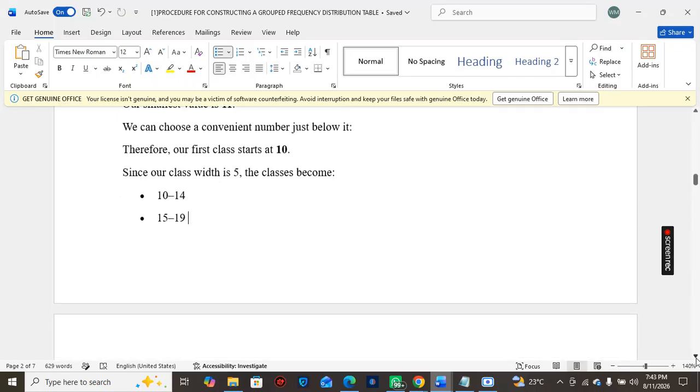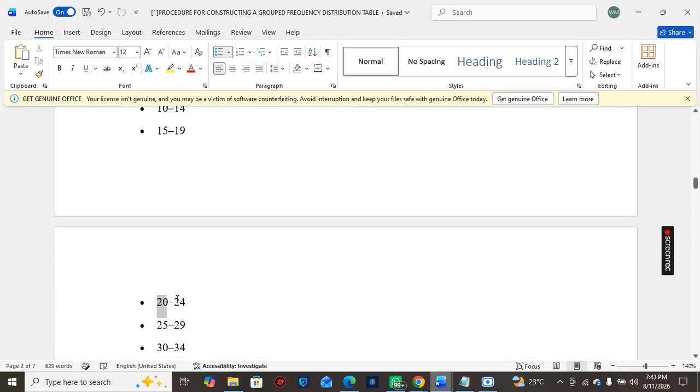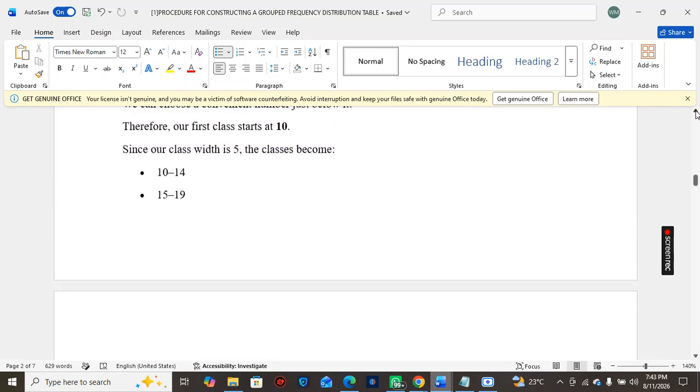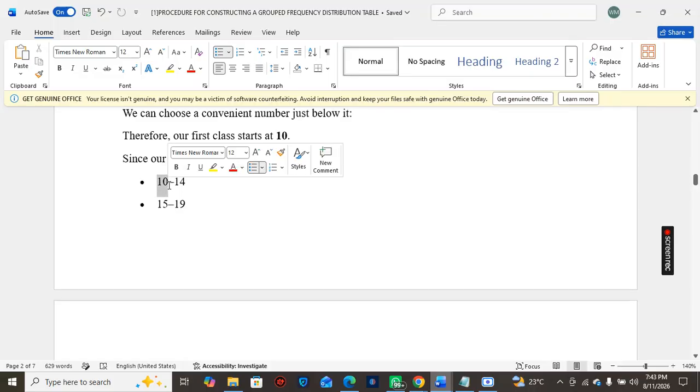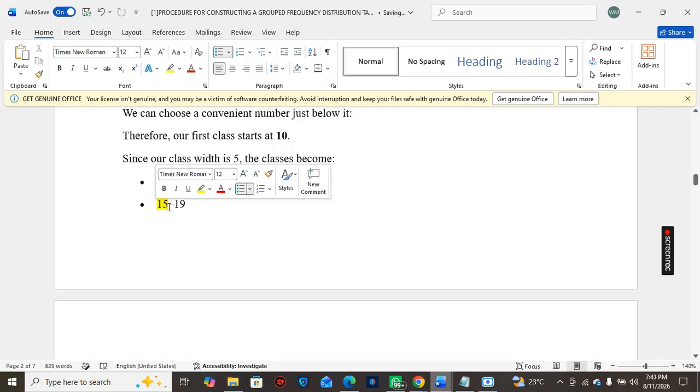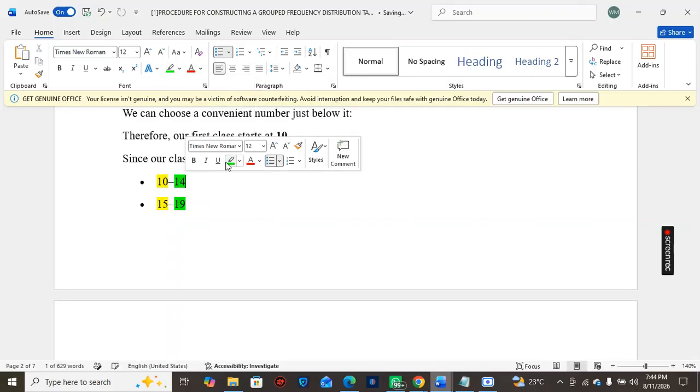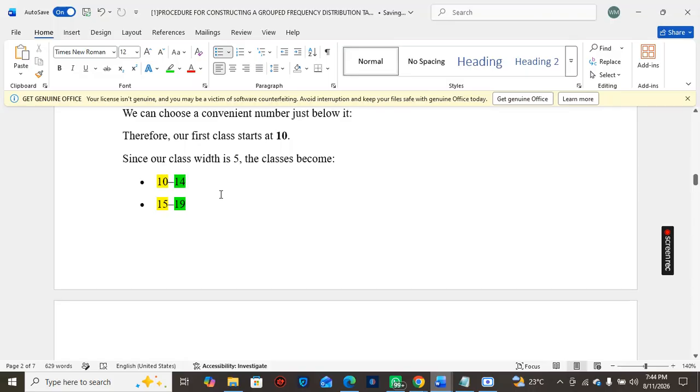Then 20 to 24, then 25 to 29. And how do you check the accuracy of your class limits? Just subtract like this. You say 15 minus 10, that gives you 5. 19 minus 14, that gives you 5. So our class widths are okay.